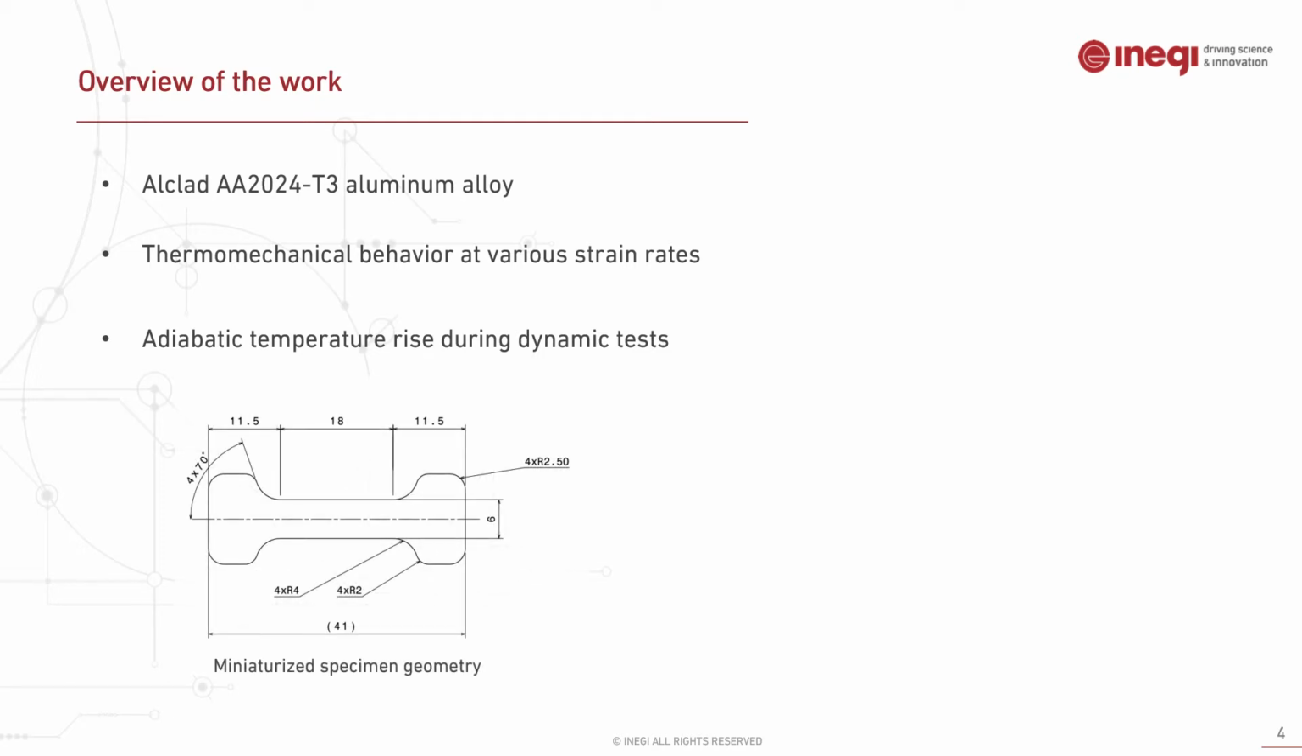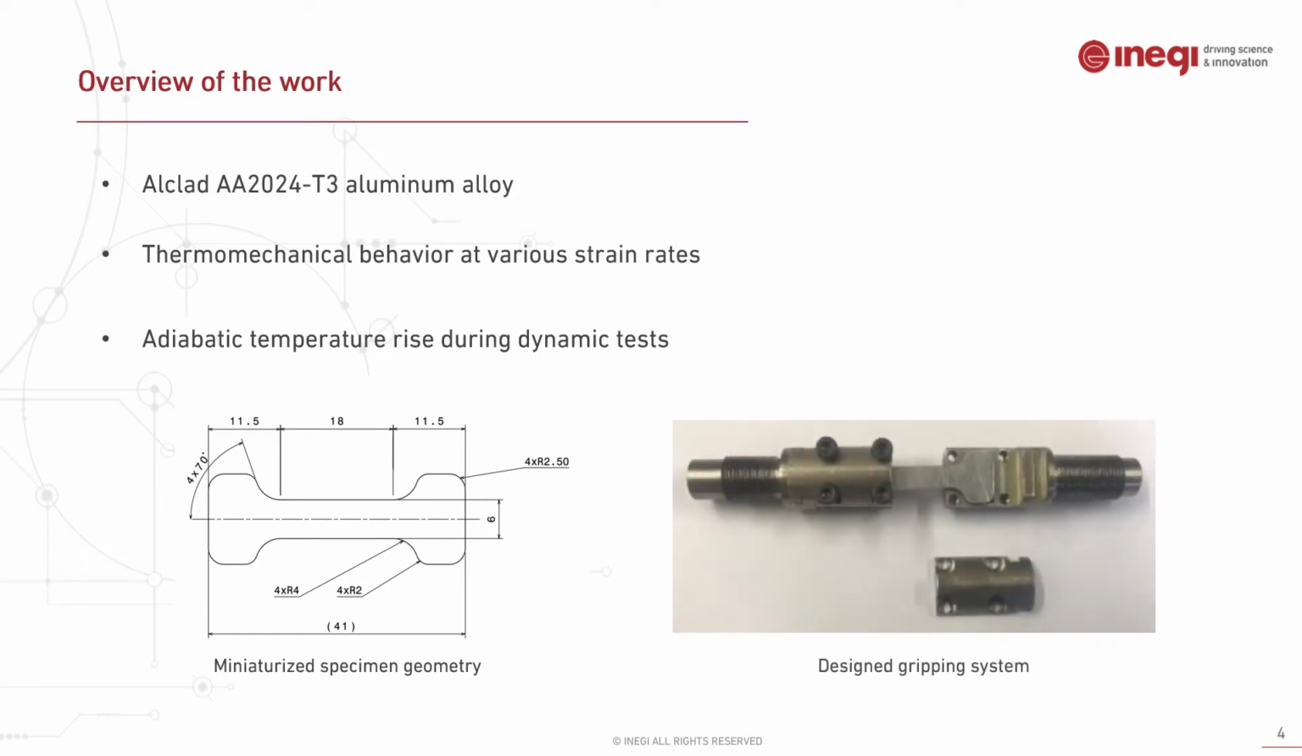Here you can see the specimen geometry with the gauge lengths of 18. We used it for both static and dynamic experiments. And over here we designed the gripping system. You can see we used it for experiments in Hopkinson bar.